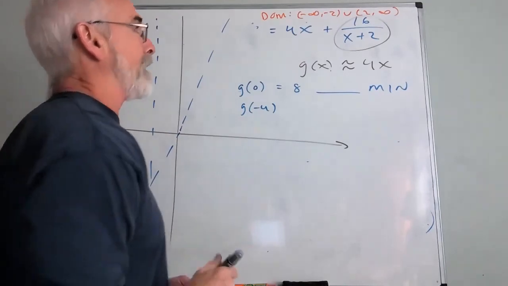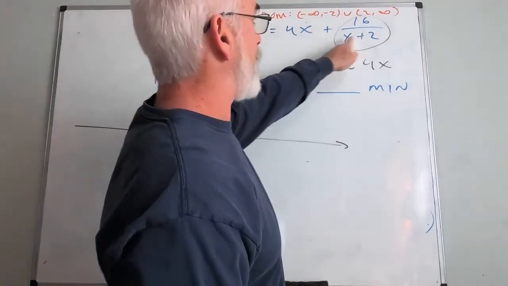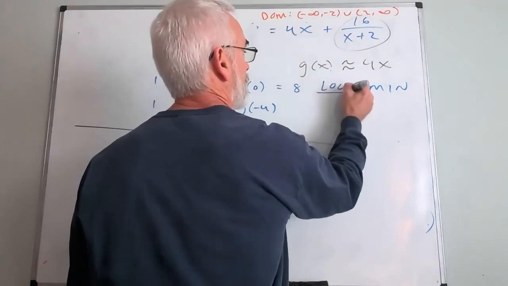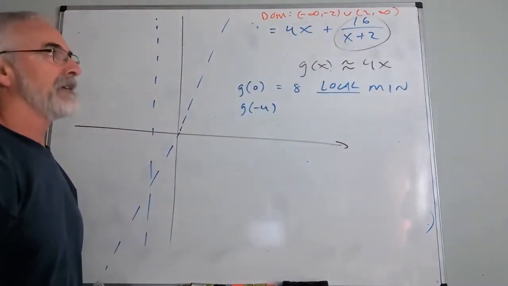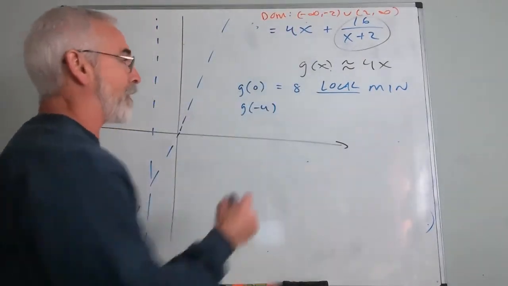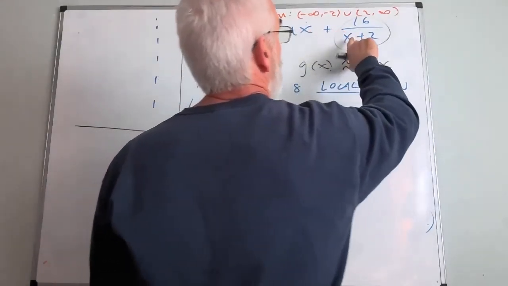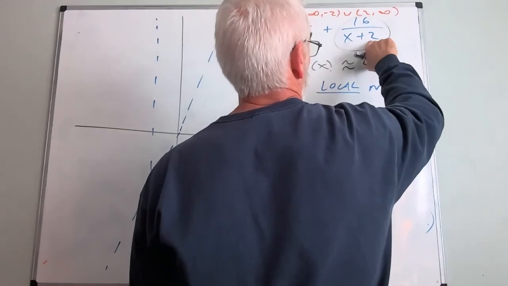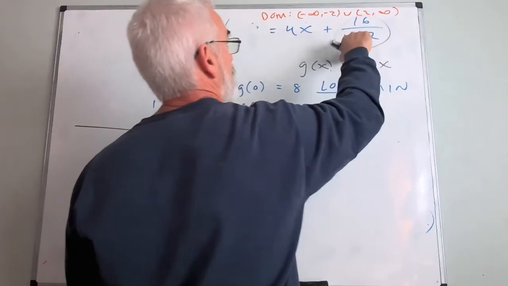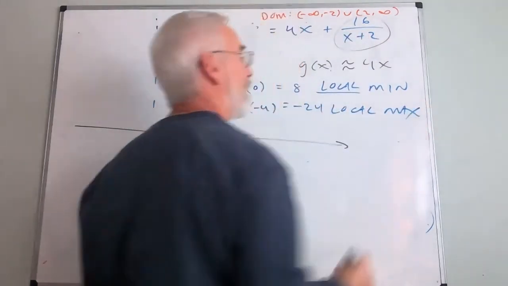Now, by the way, before we even go on, look at this. As x goes negative without bound, this term is going away. And isn't this just going to get negative huge? Yeah, so this is clearly local. As x grows without bound, that's going to go up forever. So we already know the max is going to be local. All right, so what's g of -4? That'd be -16 plus 16 over -4 plus 2, which is -2. 16 over -2 is -8. So I've got -16 plus -8, which is -24. And we just said, okay, clearly that's a local max.